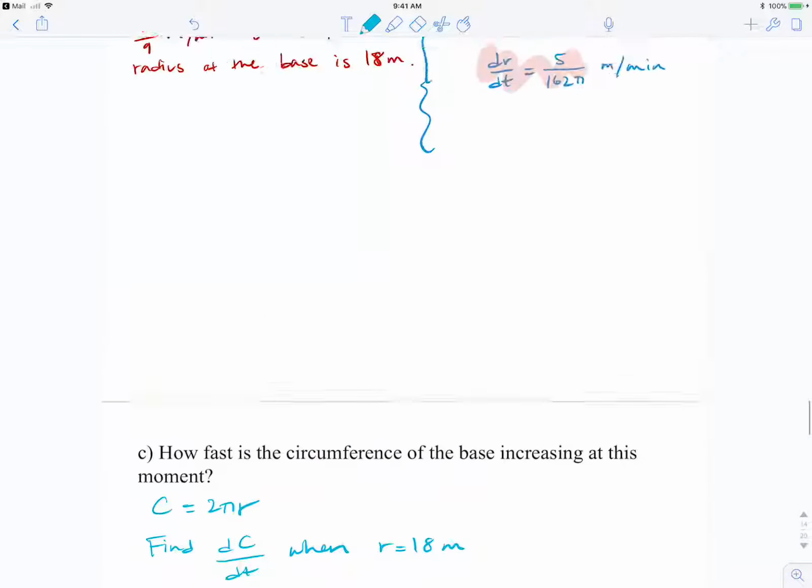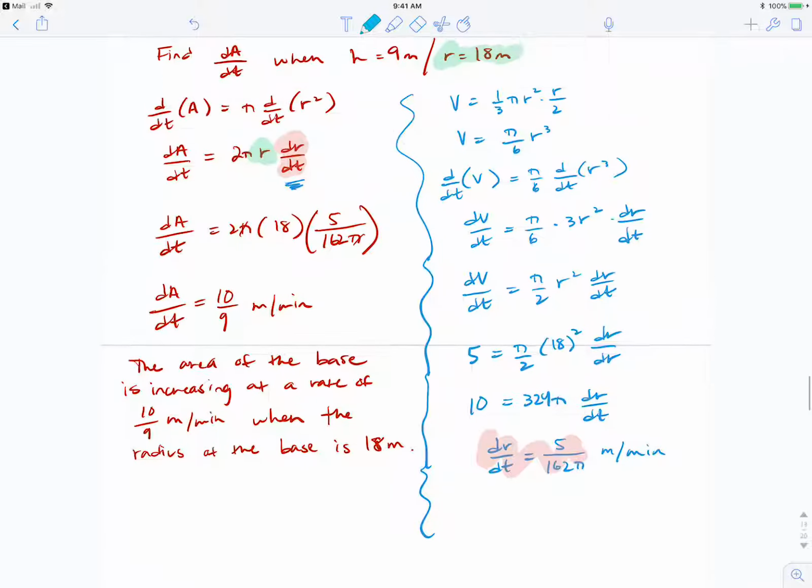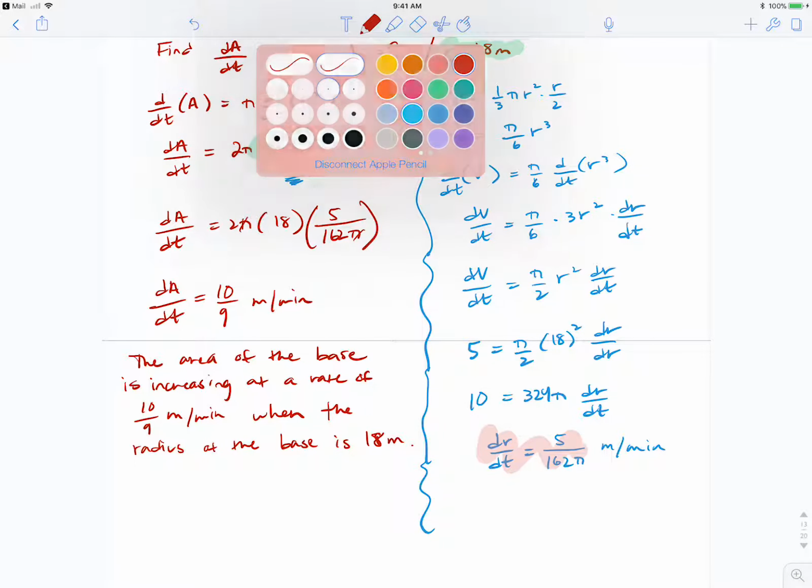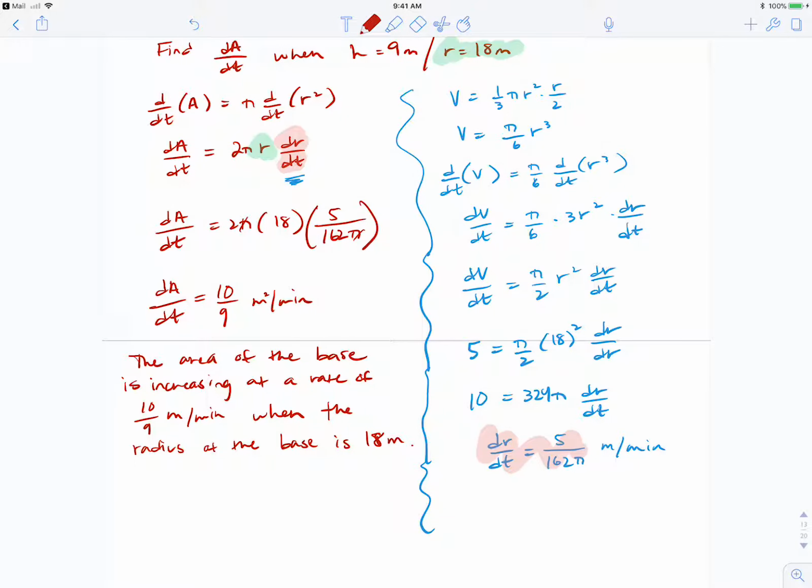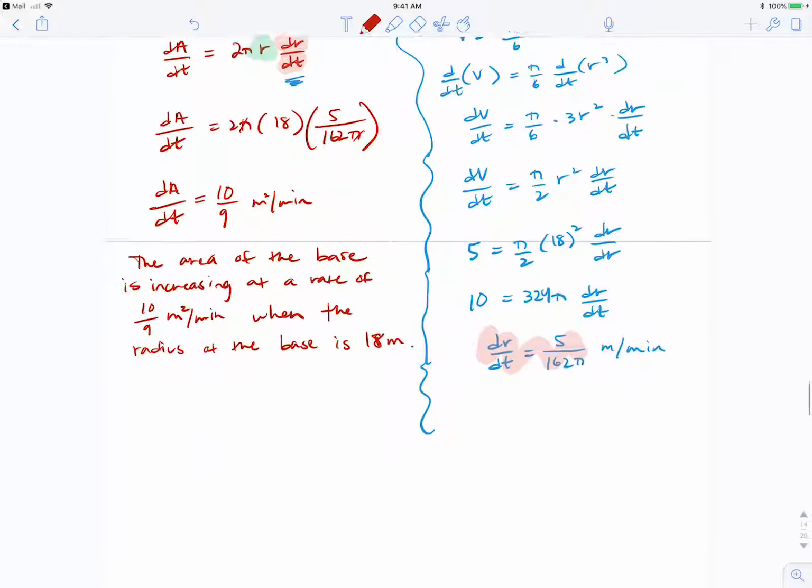Well, I just realized the units are off for area. That should be meters squared per minute for the rate at which the area of the base is increasing.